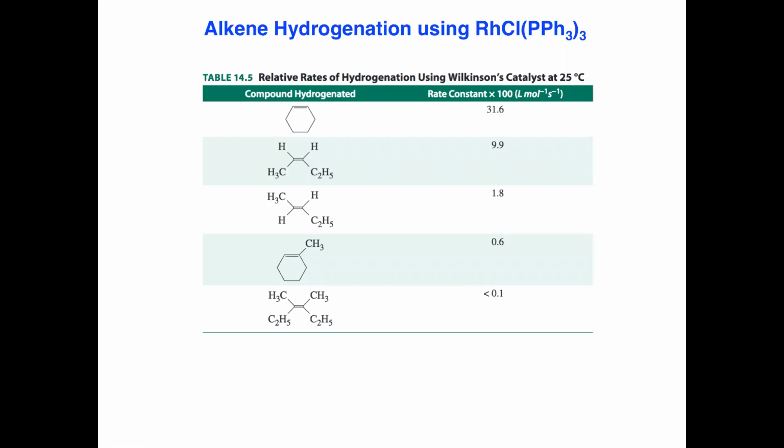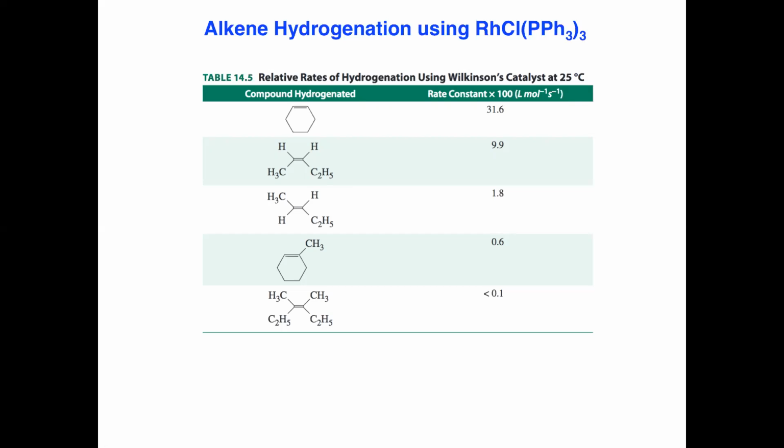So Wilkinson's catalyst tends to operate most quickly using sterically unencumbered alkenes. And so for something like cyclohexene, we see a relatively fast rate constant. But as you start getting to more and more sterically hindered alkenes, you see that rate constant decreasing significantly. And then if you get to a tetrasubstituted alkene, this then starts to become a very, very slow reaction, at least at 25 Celsius. It'll go much faster if you heat the reaction up.